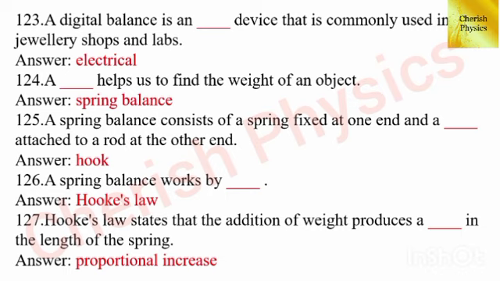A spring balance helps us to find the weight of an object. A spring balance consists of a spring fixed at one end and a hook attached to a rod at the other end. A spring balance works by Hooke's law. Hooke's law states that the addition of weight produces an increase in the length of the spring.